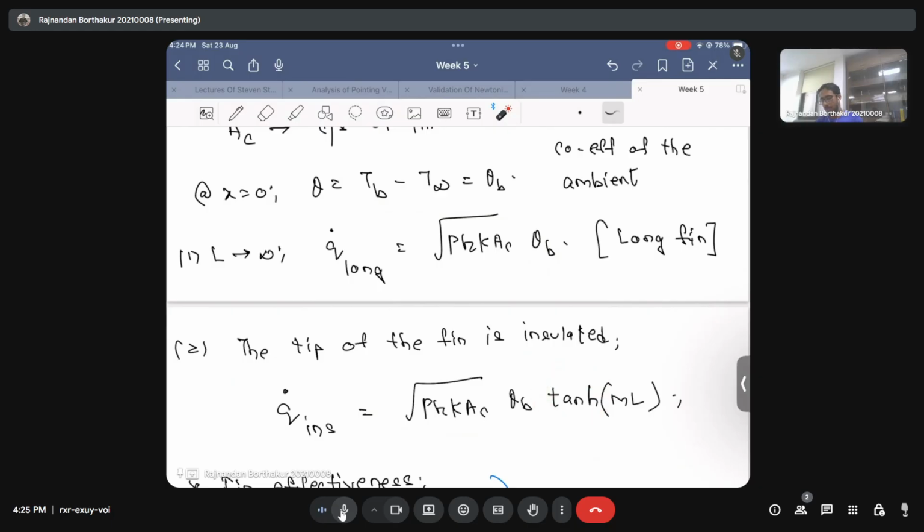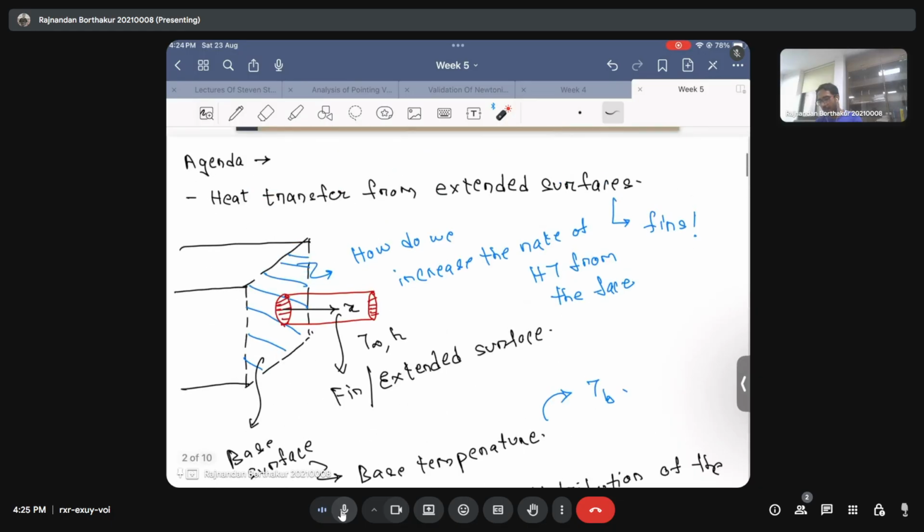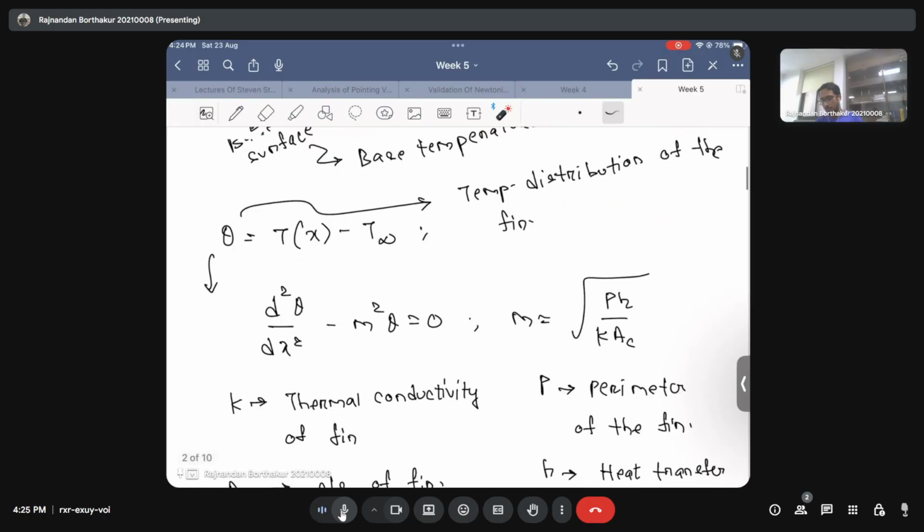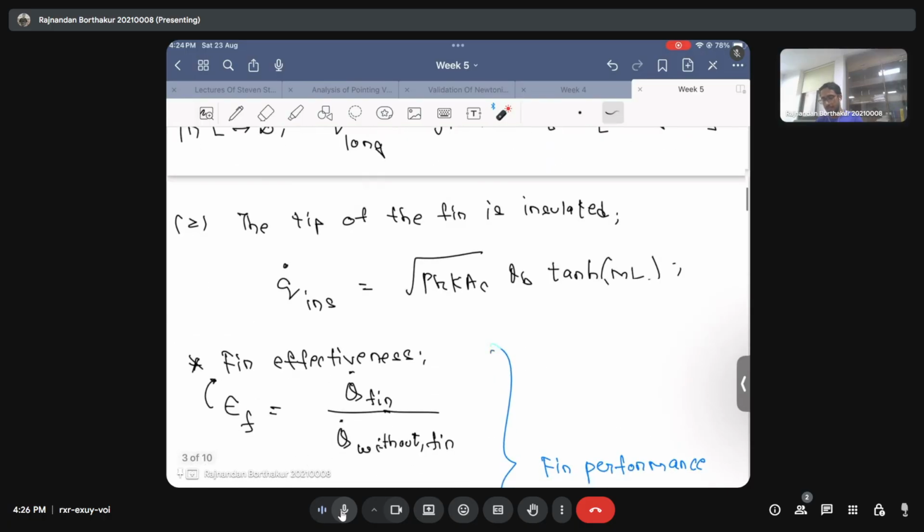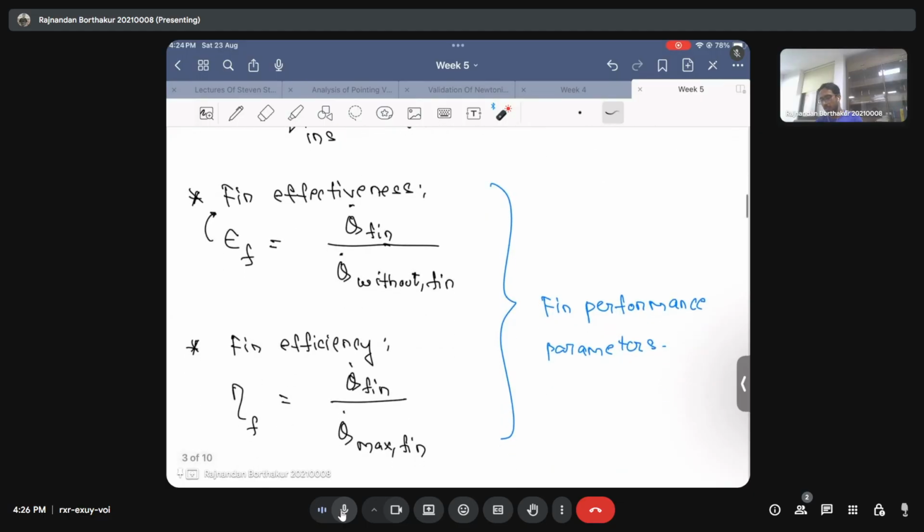Okay, but anyways, the point I want to make is that depending on the boundary condition you have at the fin tip, your temperature profile actually changes, which in turn changes the rate of heat transfer from Fourier's law, basically. Okay. Now, the second thing we looked at, which is an important aspect in fin design, is the fin performance parameters, which are fin effectiveness and fin efficiency.